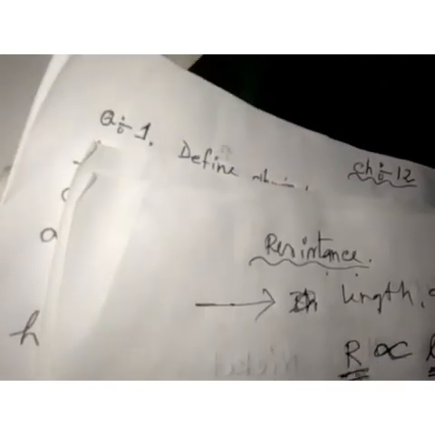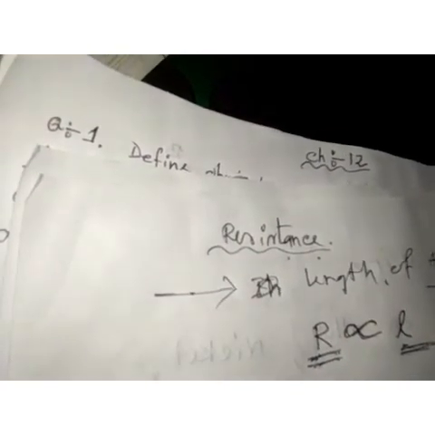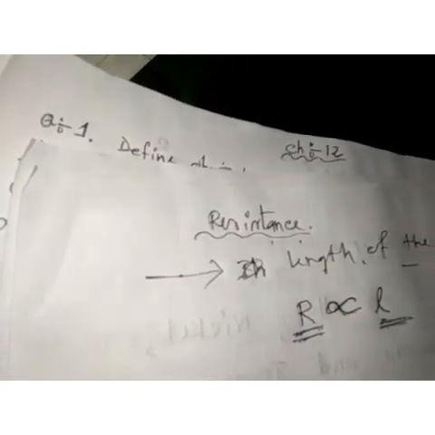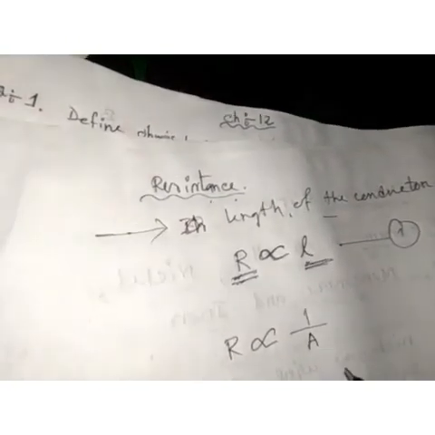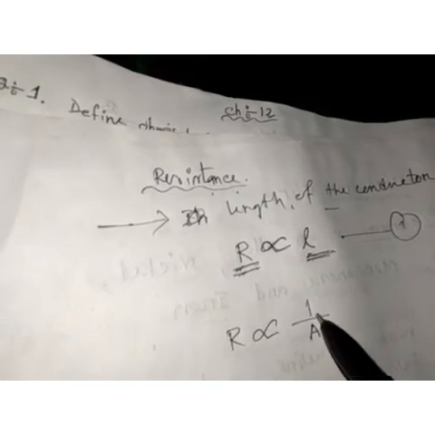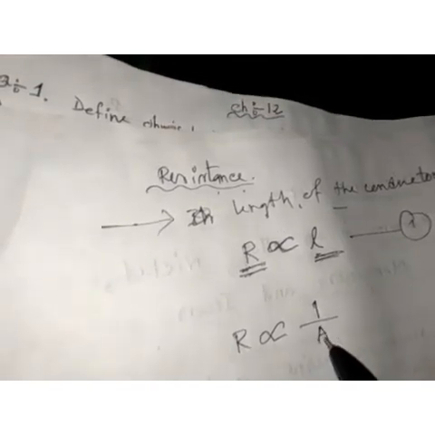Again, resistance also depends on area of cross section. Okay, how? Resistance is inversely proportional to area of cross section. That means this is 1 by A, 1 upon A, means it is inversely proportional.